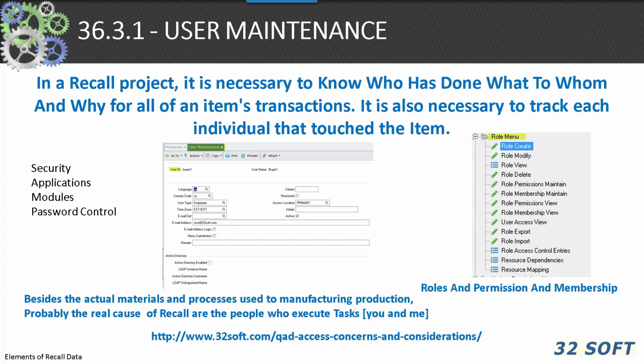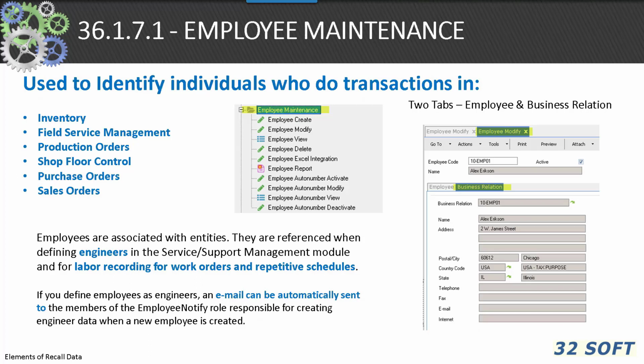Security applications, modules, password control, roles and responsibilities. We covered this in July of 2019. In the recall, like we said, you got to know who does transactions. Employee maintenance creates records that are associated with entities and define individuals who do transactions in inventory and service and support, production orders, shop floor control, etc. A word of caution. I don't know how many facilities I've been in and visited where all the employee transactions are done with this guy. Don't do that. Use individuals.